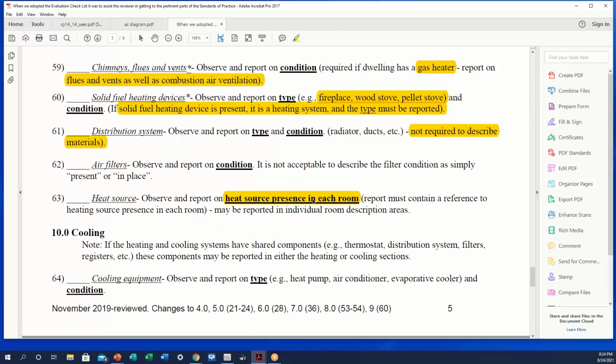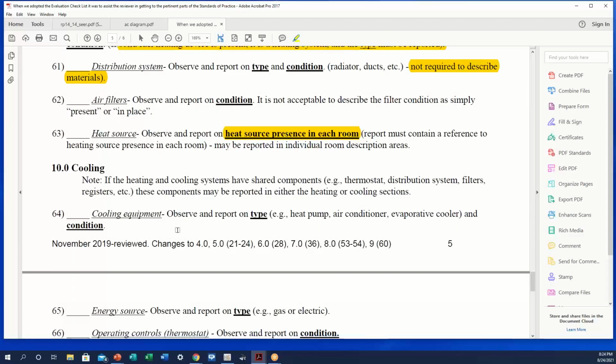So heat source, observe and report heat source. If you're running heating and cooling, if the cooling and heating have shared components, they have the same things. You need to say that. Ductwork is shared, and if it has evaporative cooling, it's shared.